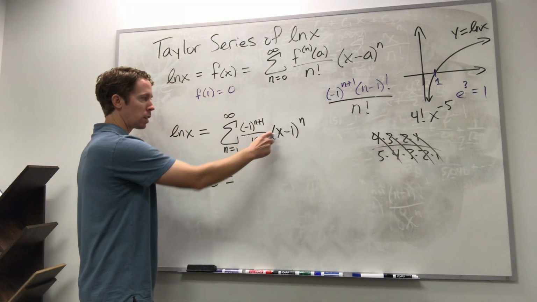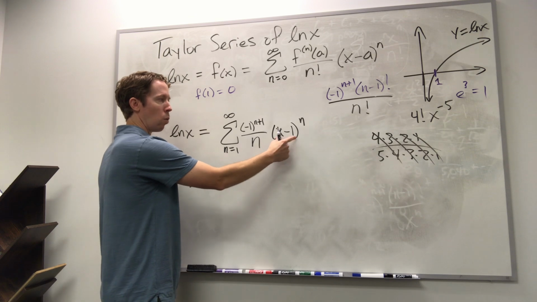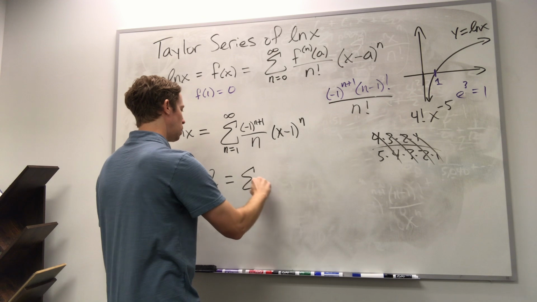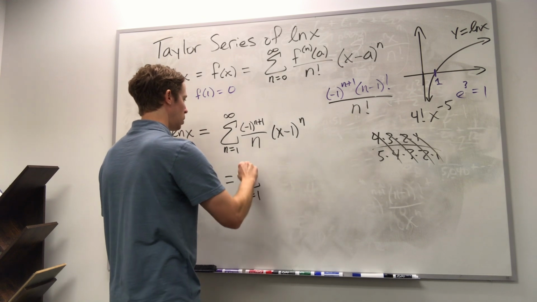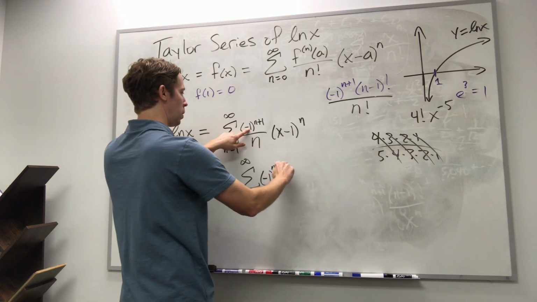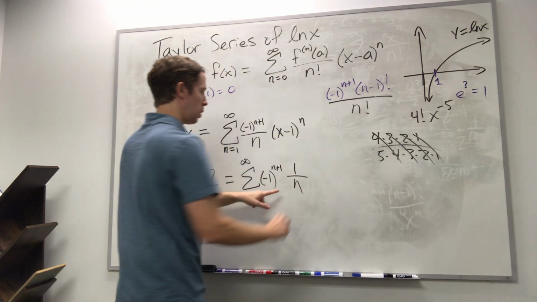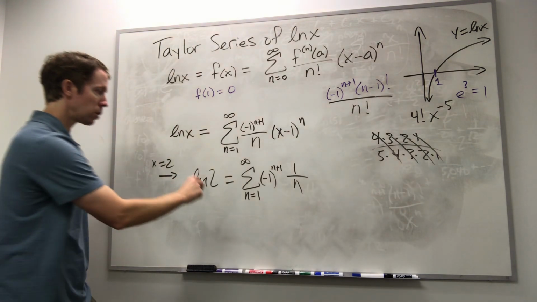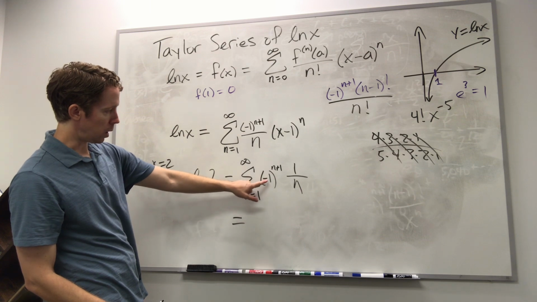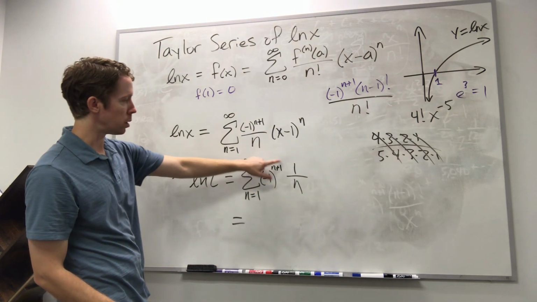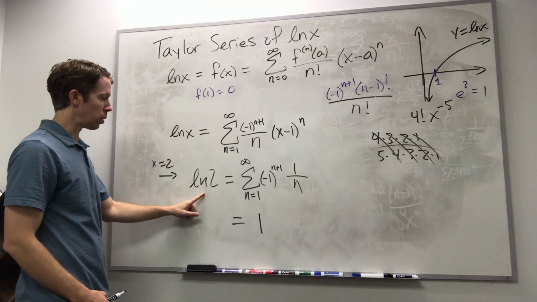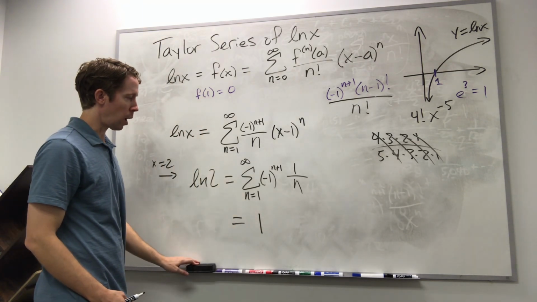When I plug in x equals 2, I get 1 to the n, and that's just 1. So this series looks really nice and simple. I'm going to write it like this. I'm going to pull this minus 1 to the n plus 1 out in front, and then just write it as 1 over n. So natural log of 2, if I plug in n equals 1, I get negative 1 squared, which is positive 1, times 1. So for my approximation of natural log of 2, I'm starting out at 1.